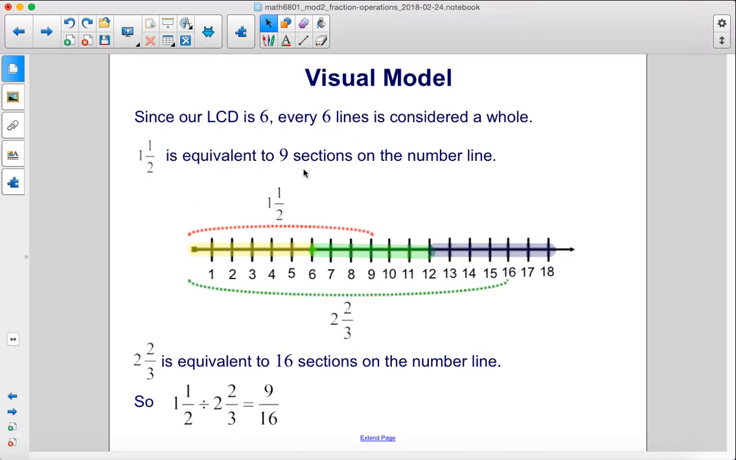1½ is equivalent to 9 sections on the number line. So 1½ would be 6 out of 6 plus 1, 2, 3 out of 6. So that's the equivalent here.